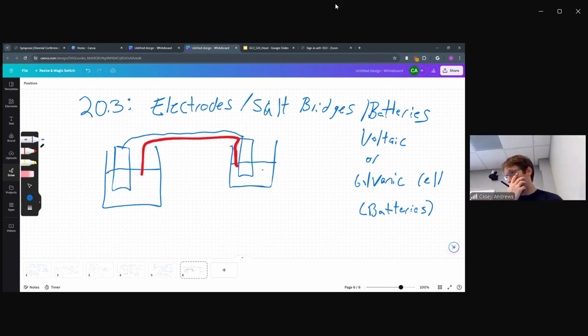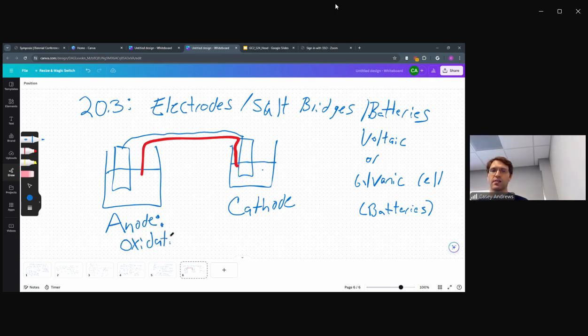All right. So let me label my picture here. On the left, I'm going to have what we call an anode. On the right, I'm going to have what we call a cathode. An anode, by definition, is where oxidation happens. A cathode, by definition, is where reduction happens.